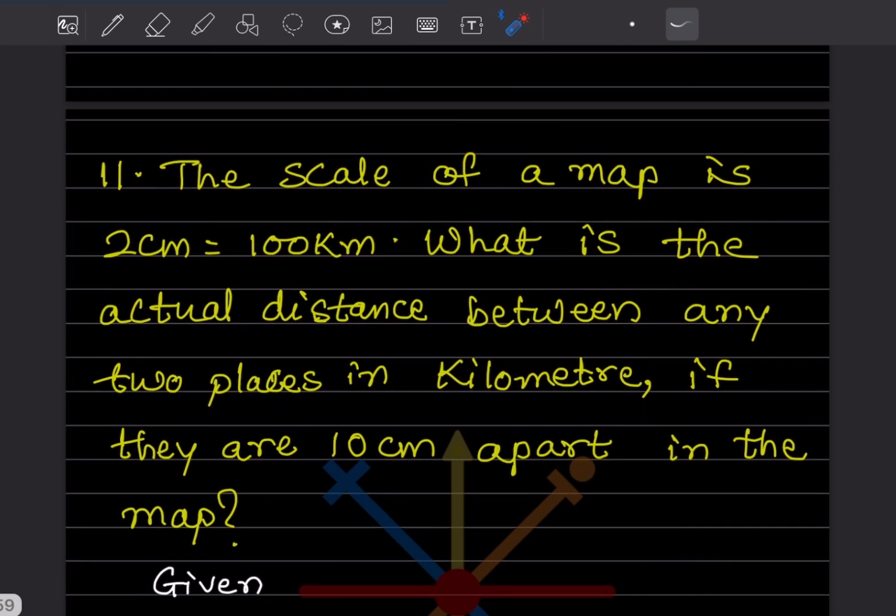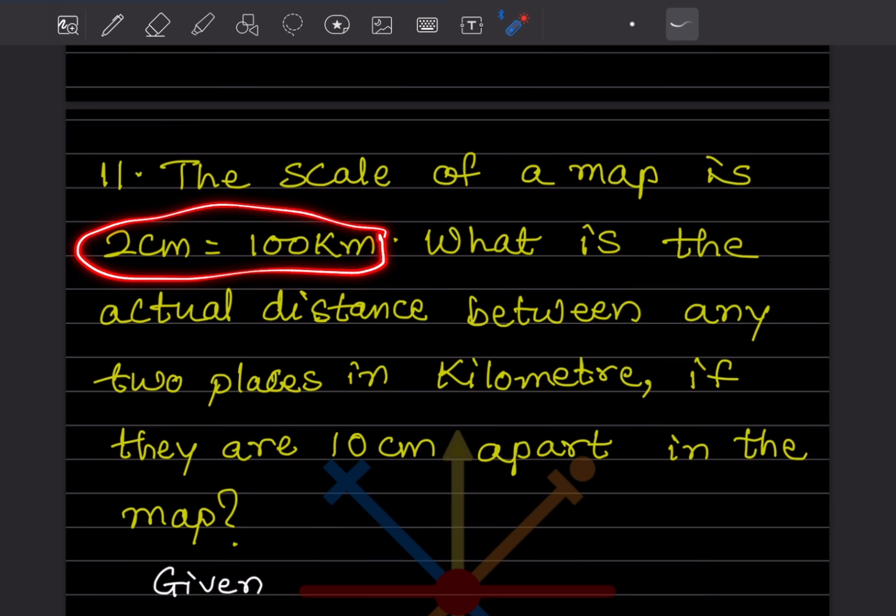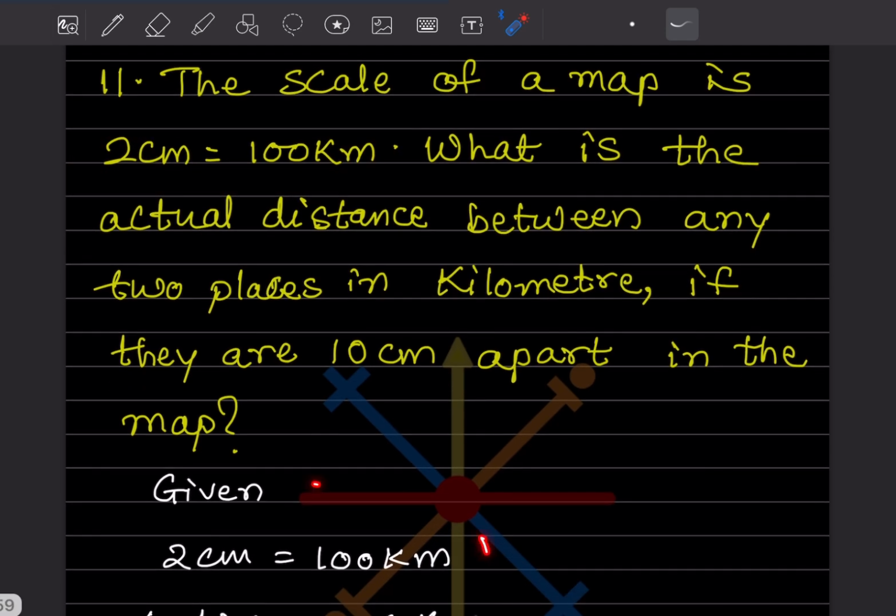Now, the scale of a map is 2 centimeters to 100 kilometer. What is the actual distance between any two places in kilometer if they are 10 centimeter apart in the map? So now what is given? Given is 2 centimeter is 100 kilometer. So that is given here. Now we want the actual distance if it is 10 centimeter apart in the map.